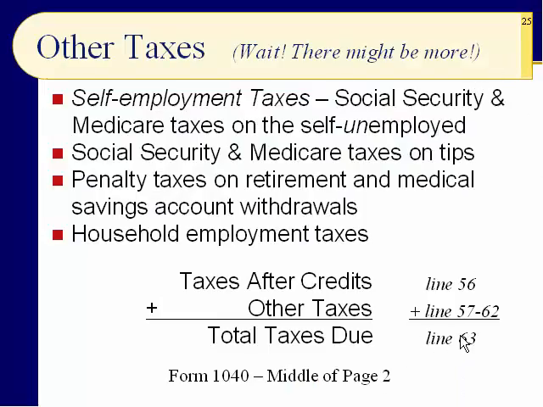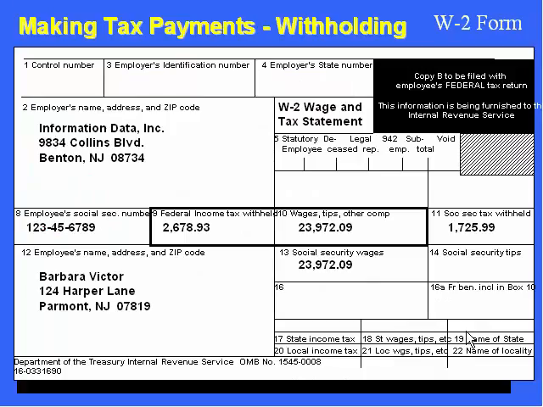And here we are on line 63, our total taxes due. There it is, folks. There's the little snitch, the W-2 form that tells the IRS how much you made, how much was withheld, Social Security, Medicare, all the other things that were taken out of your paycheck. That's how you know. The IRS knows how much you made, so don't play games with them.